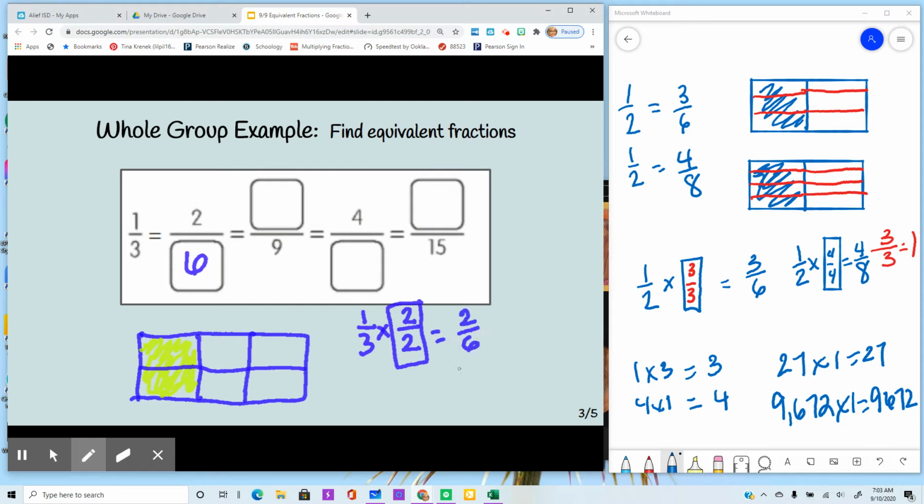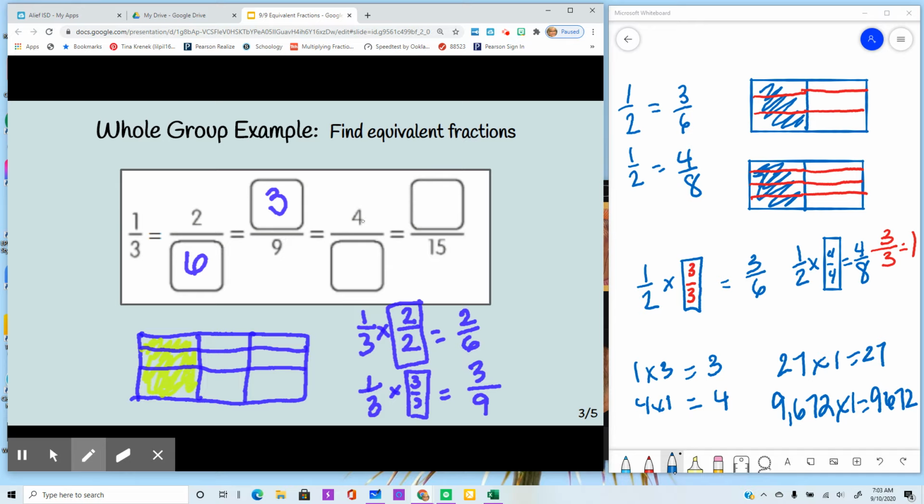My next clue tells me that 9 is my denominator. So 1/3 times something equals something over 9. Well, what times 3 would give you 9? 3. It's a bad 3, I apologize. 3 times 1 is 3. 3 times 3 is 9. So if I cut this into 3 pieces, you can see where I get my 9 total pieces of the fraction, and 3 are shaded. So this number would be 3.